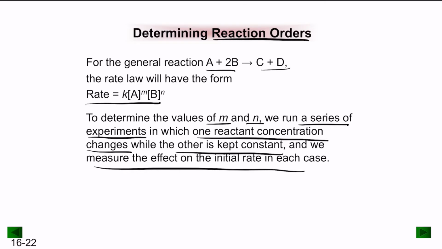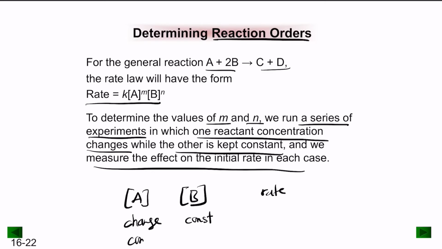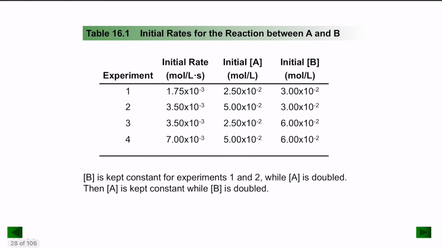So what we'll do here is, let's say we have A and B. First, we generally double A and keep B constant, and we determine the rate. Then we keep A constant and change B, and then determine the rate. Based on the changes, we use the rates of these reactions and then use algebra to determine the actual powers. So let's take an example and try to do that.